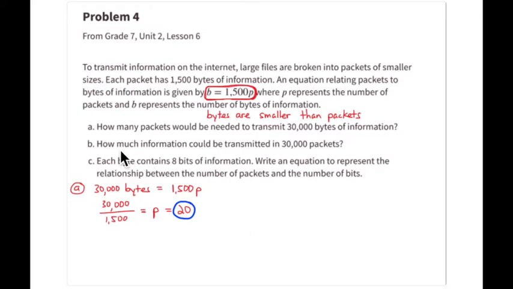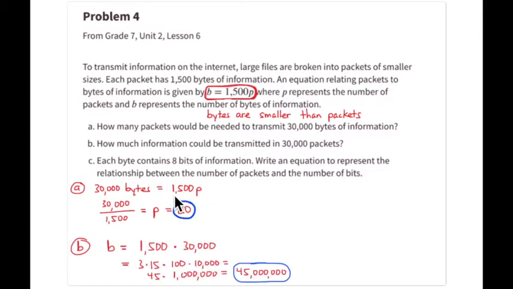All right, so then B, it says how much information could be transmitted in 30,000 packets. So now I have 30,000 of these big things. So how much information in terms of bytes are transmitted in those 30,000 packets? Well, now this answer for bytes is going to get much, much bigger, because you're going to multiply by 1,500. So you take the number of bytes, it's going to be 1,500 times the number of packets. So this number of bytes is going to get to be huge.